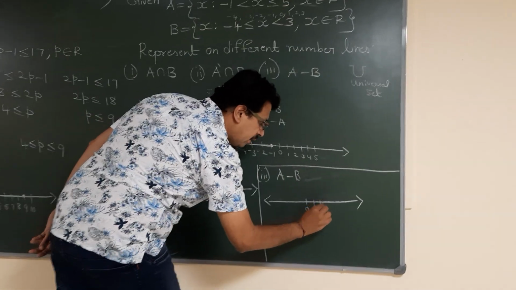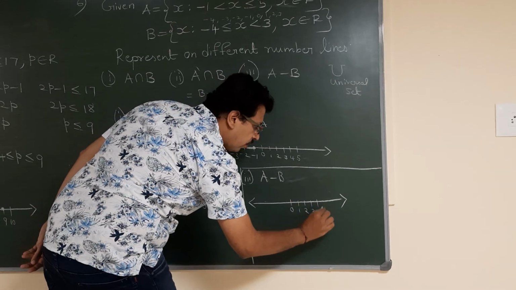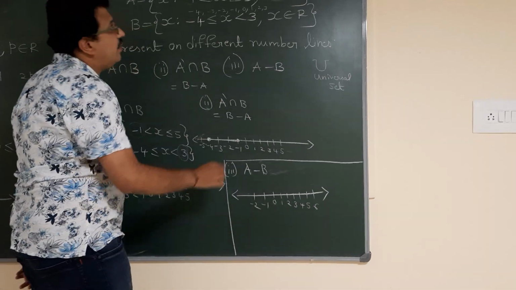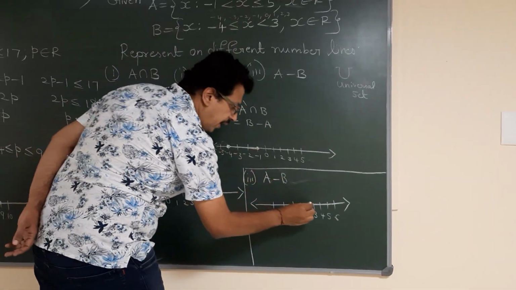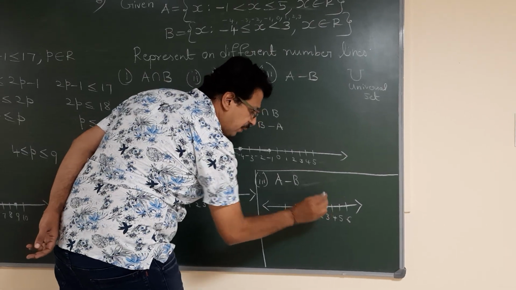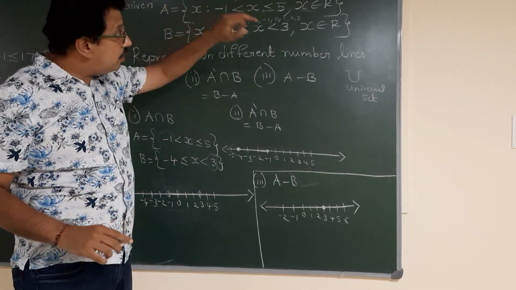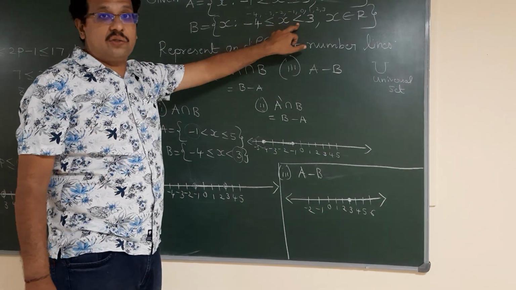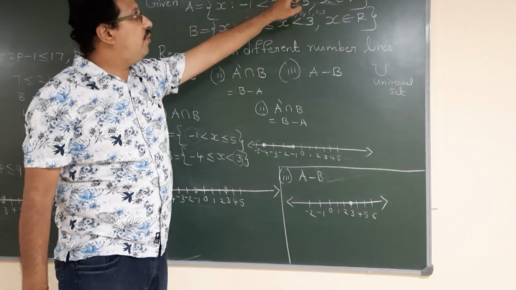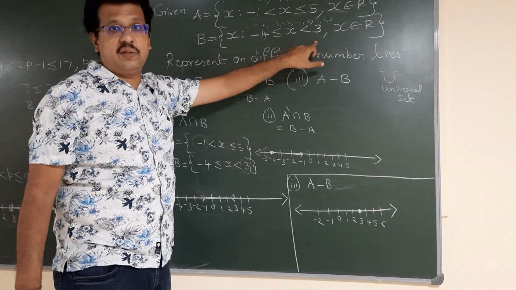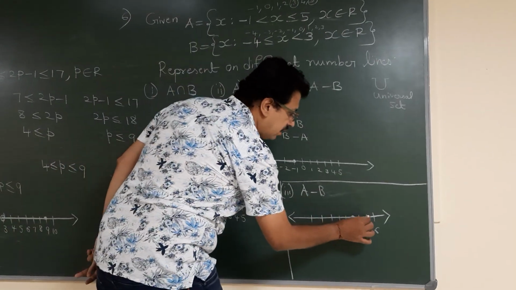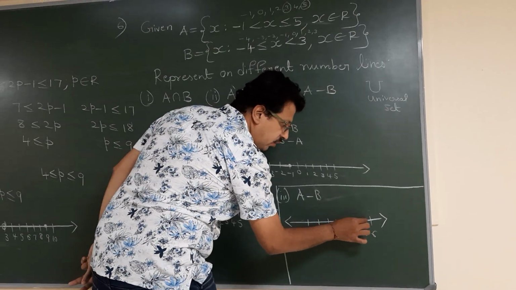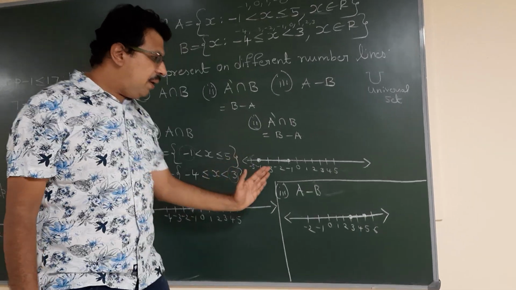0, 1, 2, 3, 4, 5, 6. So minus 1, minus 2. You can see very clearly 3 is present here. So I am going to draw the darkened circle. That means 3 is included in A, but it is not included in B because it's less than 3, children. You have to be very clear about it. 3 is not included here. Here 3 is included. And 5, of course, is in A but not present in B. So we have to darken the 5 also. So it is the elements from 3 to 5. So this is actually A minus B.